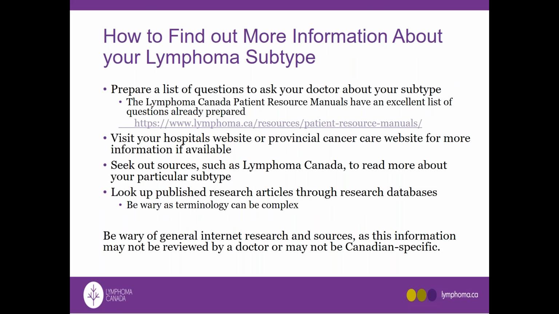So how to find out more information? Prepare a list of questions to ask your physician. Lymphoma Canada has important resources, and you'll hear a little bit more about this at the end. The hospital website or the provincial cancer care website, so Cancer Care Ontario, has information on this, and you can look for published research articles, although that can be quite complex. And be wary of general internet research and sources, as this information may not be reviewed by a doctor or may not be Canadian specific, or specific to your subtype.